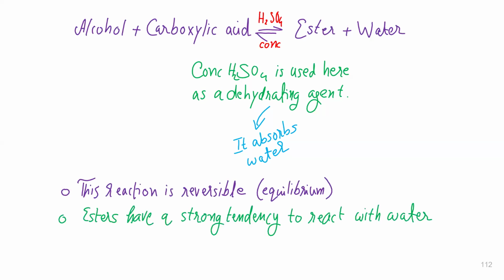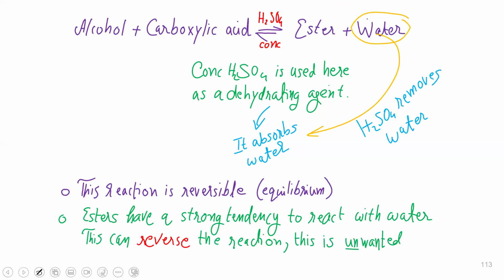What's the meaning of a reversible reaction? A reversible reaction is one which can go back. It can occur in both directions. Now, why do we want to remove water? This is a very important issue because esters have a strong tendency to react with water. Look at this. Ester is capable of reacting with water. Now, we can stop this reversal by removing water.